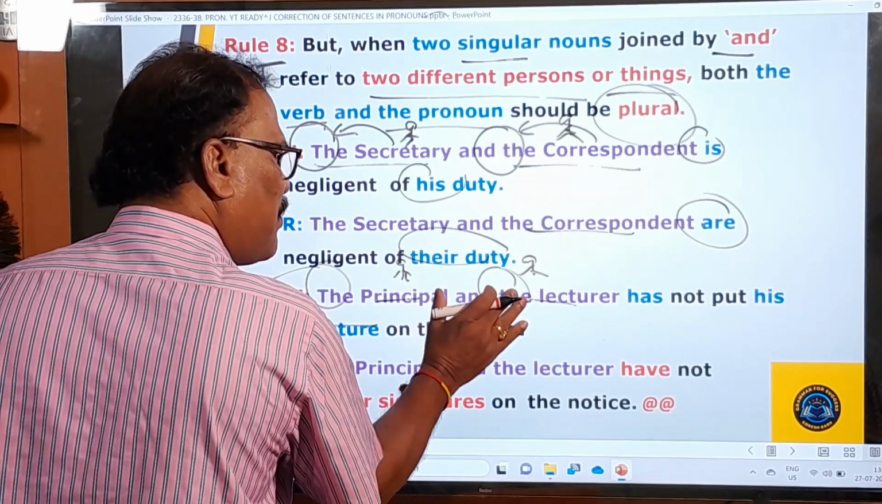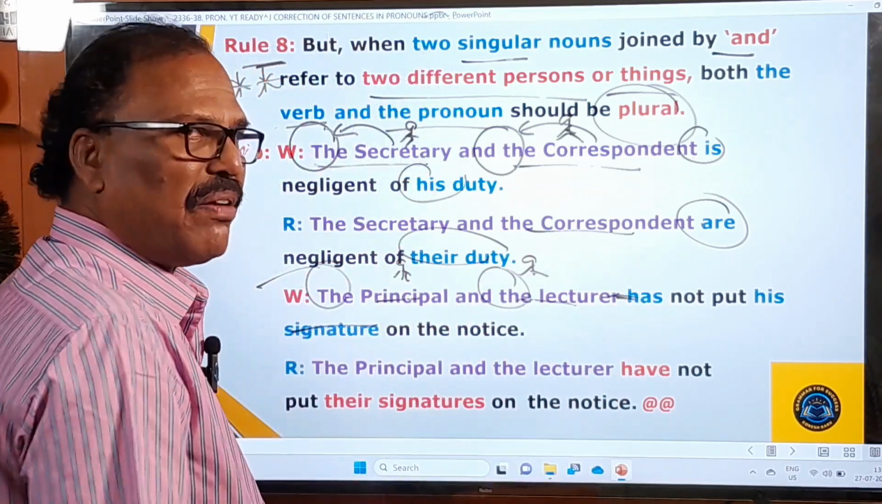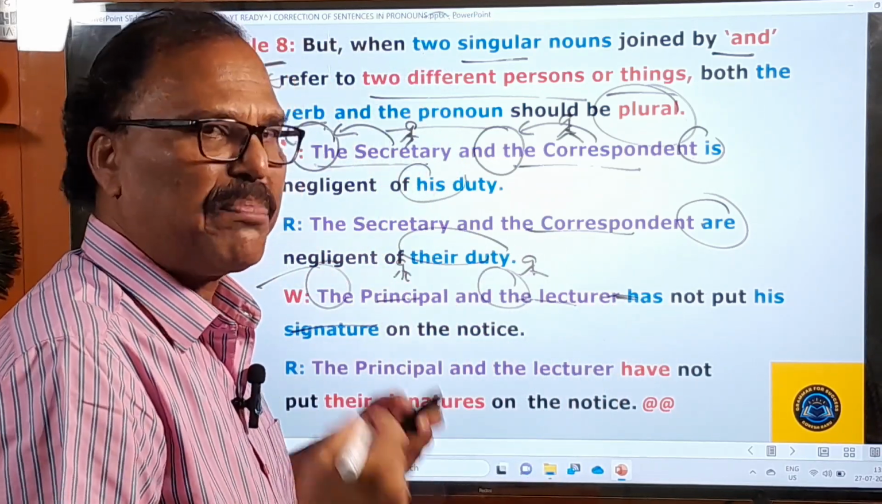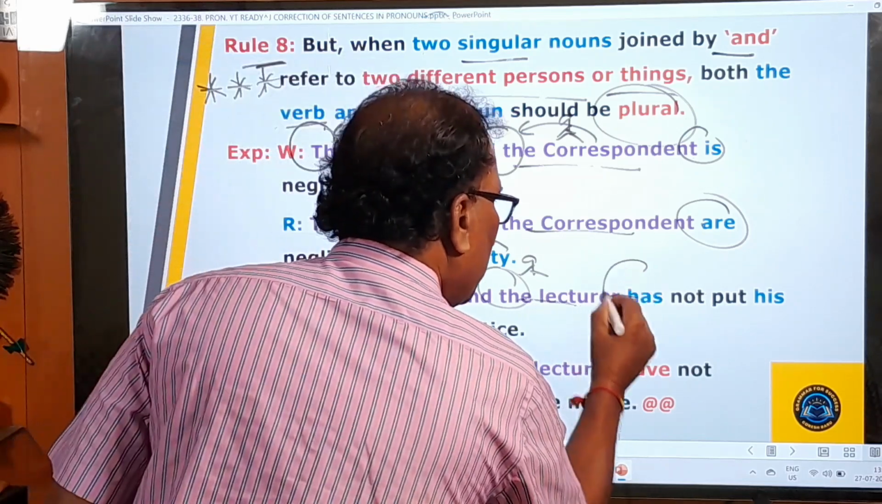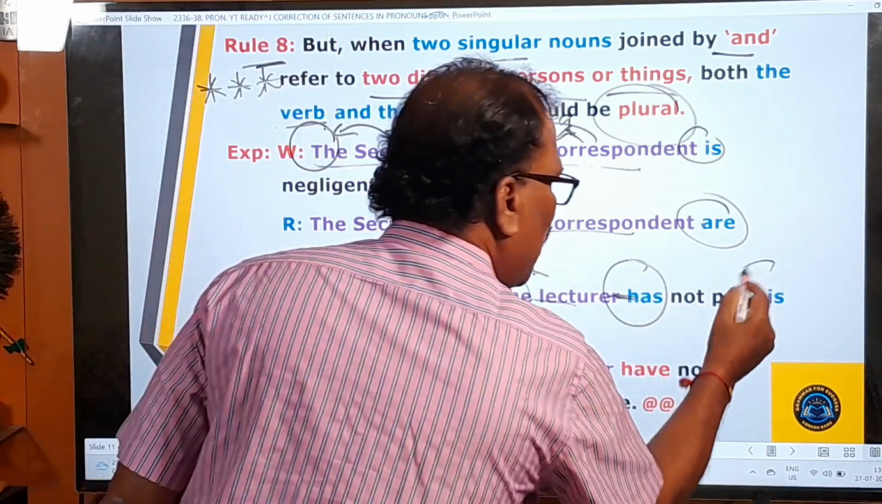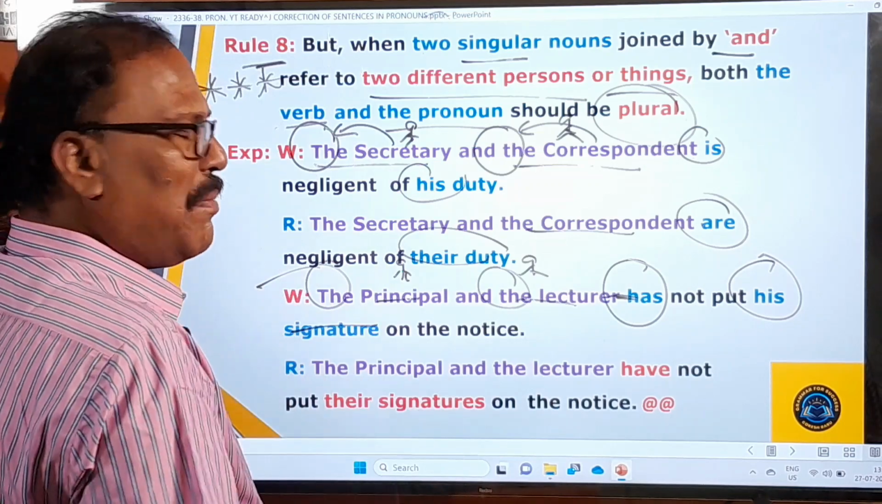That means a plural subject. A plural subject must be followed by a plural verb, main verb or helping verb, that must be plural. But here the helping verb is in the singular, and the pronoun is also in the singular. That should be turned into the plural ones.